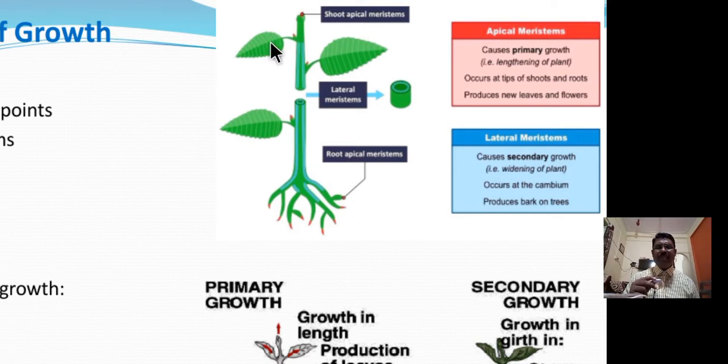With the apical meristem, the length of a plant increases. With the lateral meristem, the girth of a plant increases. Cambium produces the bark of a tree, and secondary growth is exhibited by the lateral meristem. The intercalary meristem is in between the two internodes.